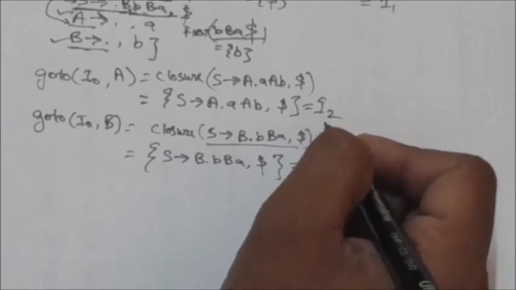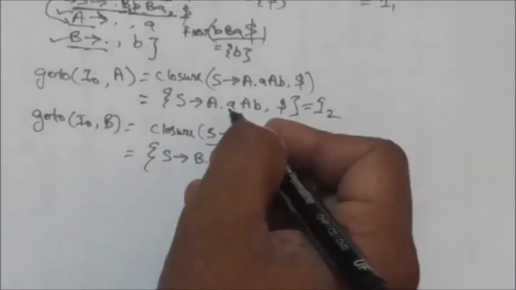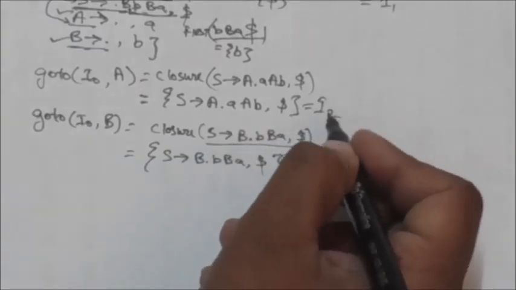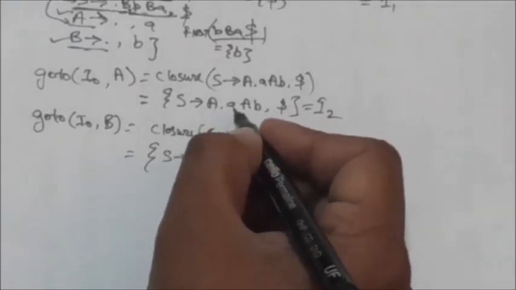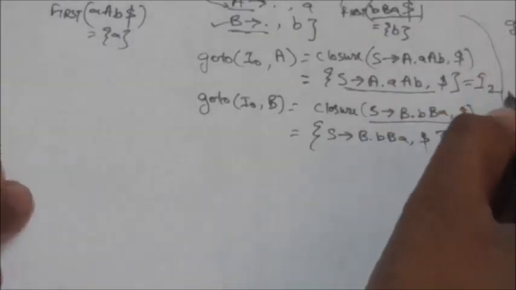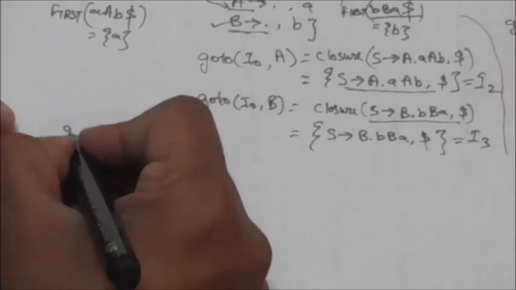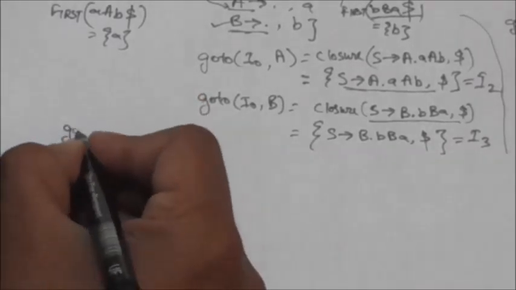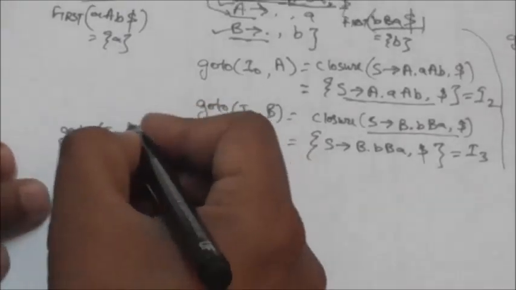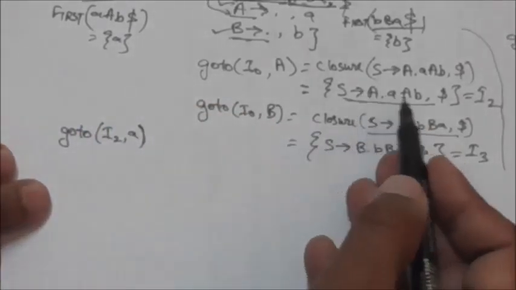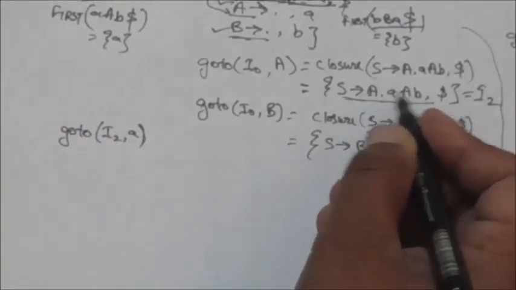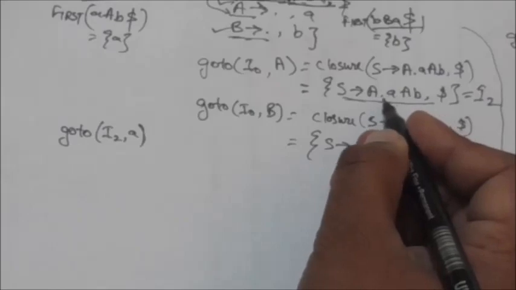So in state I2 you can see the dot is preceding this terminal symbol A, so we can find the transition of state I2 only for this terminal symbol A, right? So now I will find the transition of this state I2 for terminal symbol A. For that I need to evaluate this function, go to I2A, right? So for that I need to find those items in I2 where the dot is preceding this terminal symbol A. So here there is one item where dot is preceding this terminal symbol A, right?